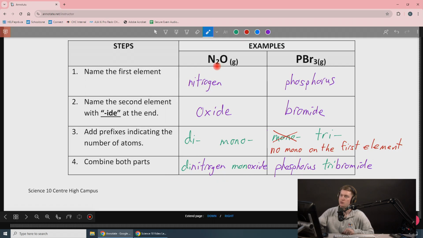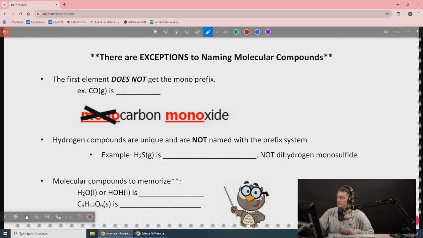There is 2 nitrogens, so it gets the di, 1 oxygen, so it gets the mono prefix. We don't put mono on the first element. Again, the first element does not get the mono prefix. CO is simply carbon monoxide, not monocarbon monoxide. You're welcome to write that again, but it is written below. So this is carbon monoxide.